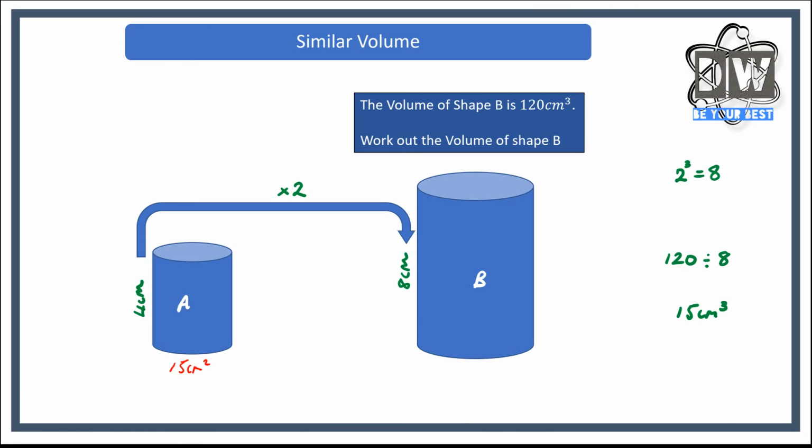We find out the scale factor, we cube it, we then use that cubed answer to times it by the original volume, or divide it by the original volume to give us our answer. And it really is as simple as that. So without further ado, let's go over the quiz questions.